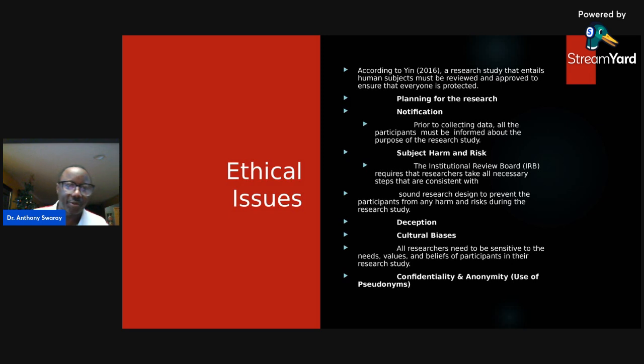And before I send the flyer around to people, prior to collecting data, all participants must be informed about the purpose of the research study. So you have to inform your participants about the purpose for which you are conducting this research.